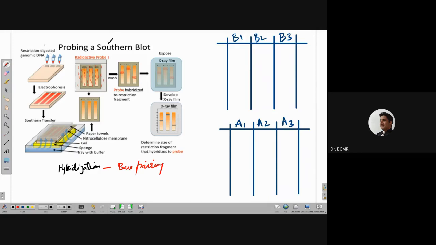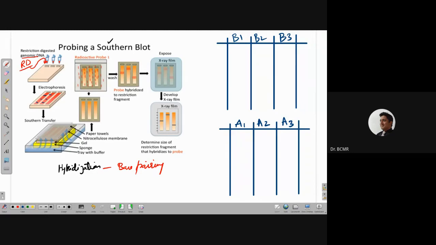So the technique goes simply. You isolate the genomic DNA, then you digest it. There is a restriction digestion step involved, and then you load the samples onto the electrophoresis gel. You run the gel electrophoresis, and the bands partition themselves based on their size, because the mobility is inversely proportional to the size. Smaller the size, faster the mobility, or higher the mobility.